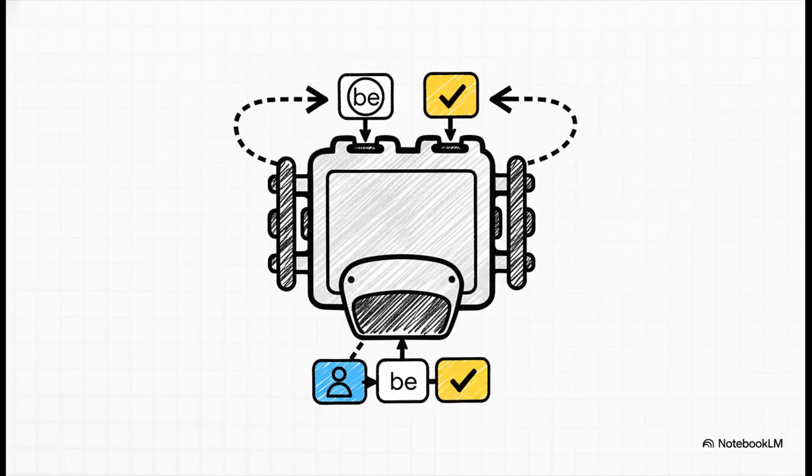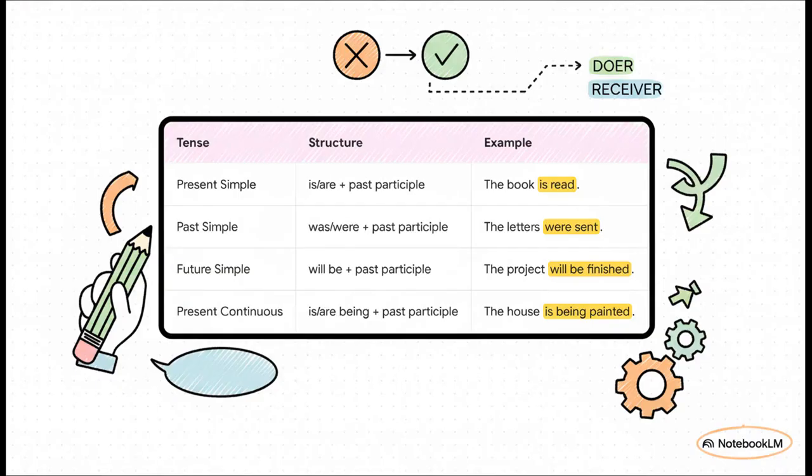This is it. This is the engine of the passive voice. All you have to remember are these two parts. Some form of the verb to be, which is going to change depending on your tense, and the past participle of your main action verb, which just stays the same. And you can see that formula at work right here. Just look at how that first part, the to be verb, changes to match the tense. It goes from is to were to will be. But notice that second part, the past participle, read, sent, finished, it stays exactly the same.